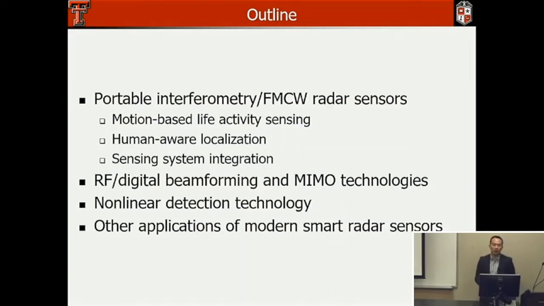I'm going to start from basics of portable interferometry and FMCW mode of radar sensors for modern live activity sensing and human-aware localization. I'll talk about sensing system integration at different frequencies, and then I'll focus on two techniques that really make portable radar sensors better than before. One is digital beamforming, RF beamforming. Another one is nonlinear detection. Finally, I'll briefly mention some more applications that are not only on humans but on other things.